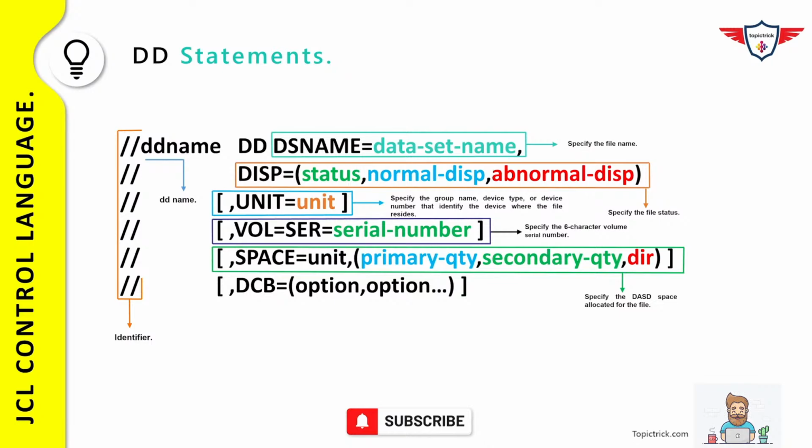The next parameter is space, and it is used to specify the space to be allocated for the file. And finally, the last parameter is DCB, and it is used to specify the characteristics of the file. When I say characteristics, it means the record format, logical record length, and the block size.